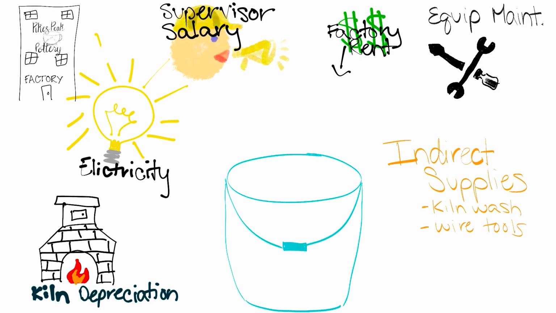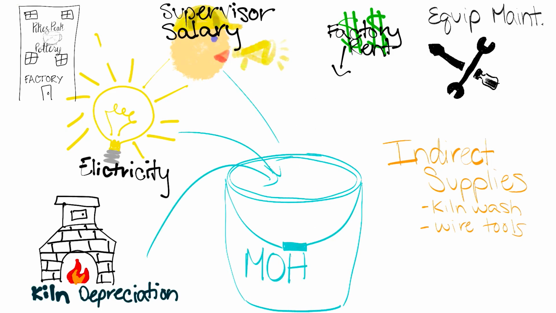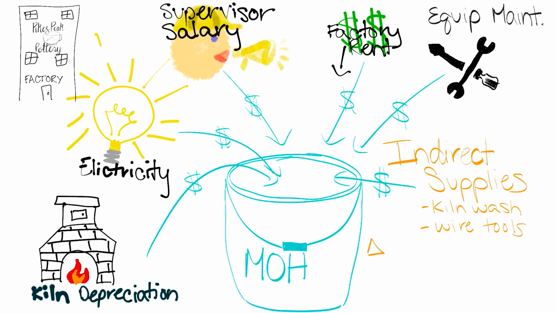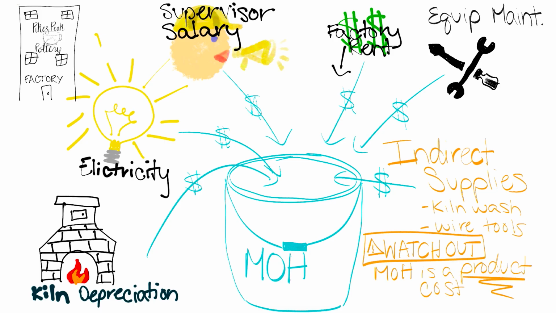You'll notice two types of indirect costs within overhead. There are indirect materials, small materials used in production that aren't worth tracing to individual units, and there are indirect labor costs, like a supervisor, a maintenance worker, or a quality inspector whose time isn't tied to a specific piece.